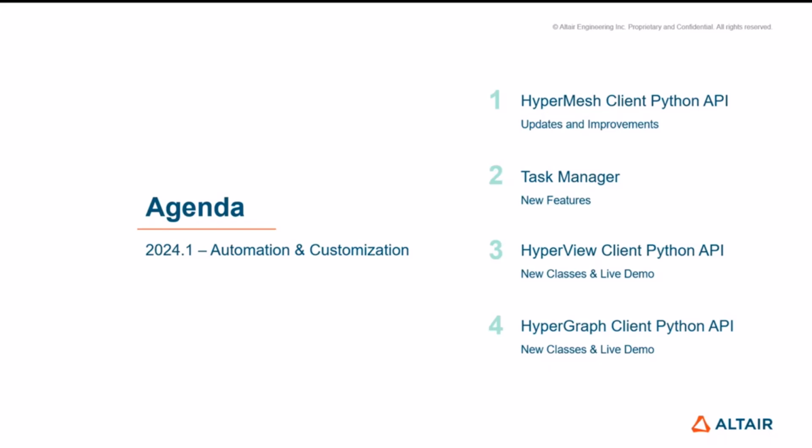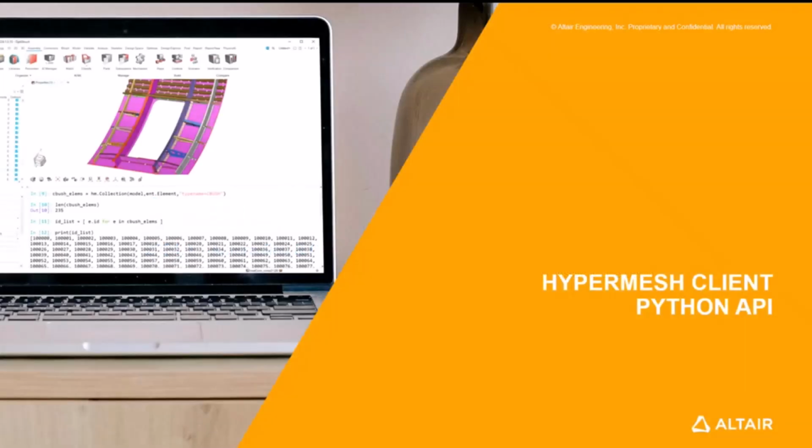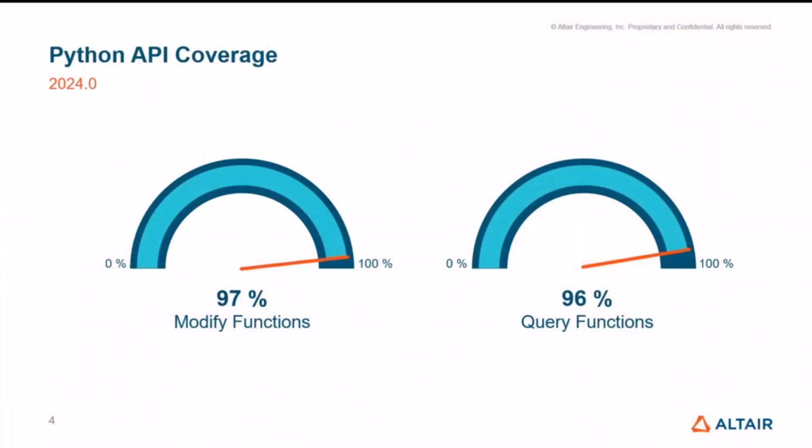Let me jump straight to the first topic, which is HyperMesh client Python API. Now, since the Python API layer is still relatively fresh, as you know, we introduced it in the previous release in 2024.0. I want to keep you all posted on the coverage, really, on the development of how close we are to, let's say, the capabilities of the original TCL layer. So in 2024.0, the numbers look like this.